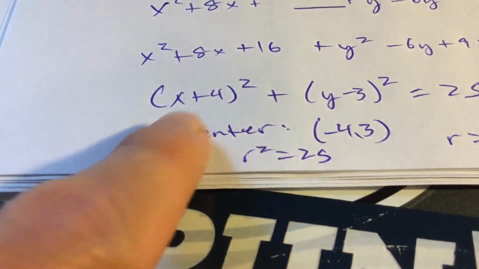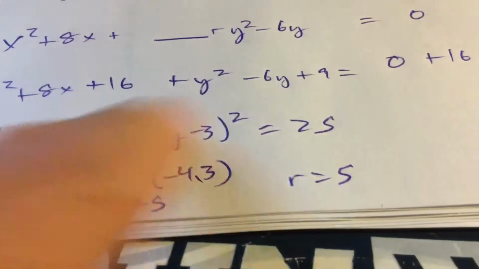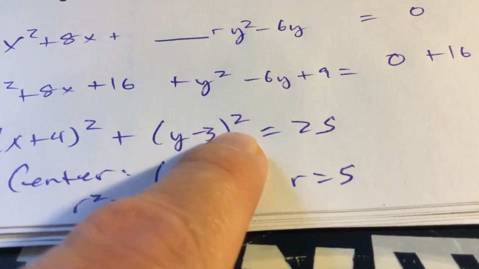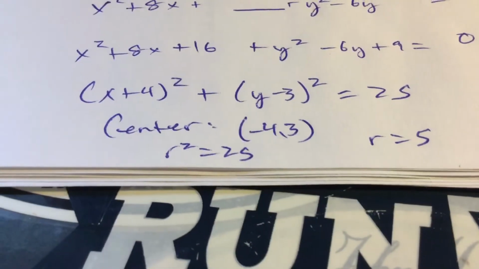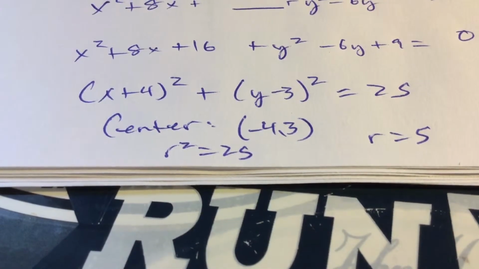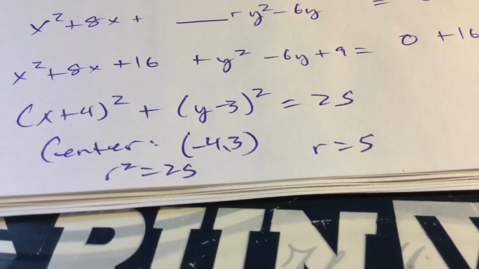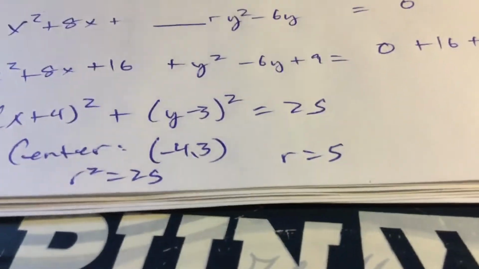This factors to be x plus 4 twice, so squared. This is y minus 3 twice, so squared, and that equals 25. And it's written in perfect form there, standard form. The center is negative 4, 3. R squared is 25, so R is 5. That works out great.